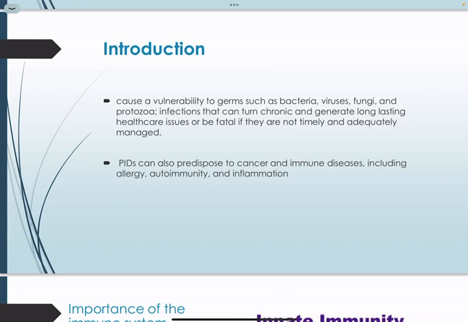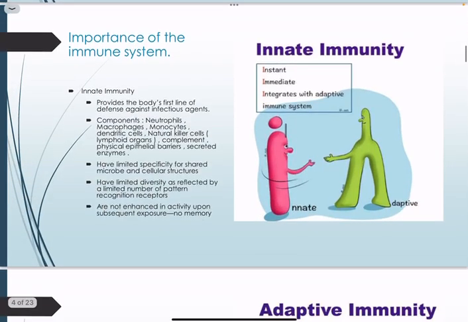Okay, the main two arms of our immune system, which should work and integrate with each other, are the innate and the adaptive. I think you've learned about these in your basic levels. So the innate immune system, always remember the I.